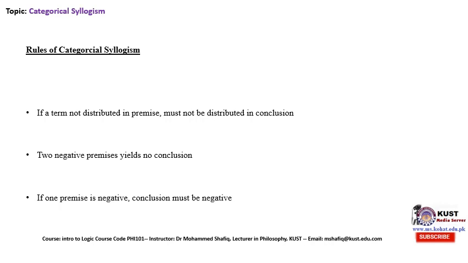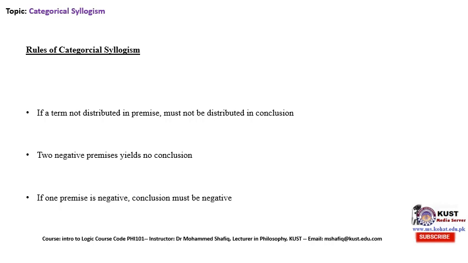But if one of the premises is negative, that entails that the conclusion must be negative. We cannot have an affirmative conclusion if one of the premises is negative. If one premise is negative, the conclusion must be negative. And if the conclusion is negative, one premise must be negative.